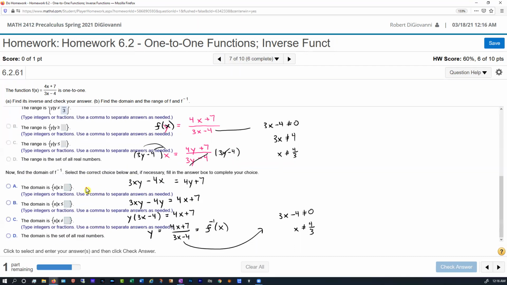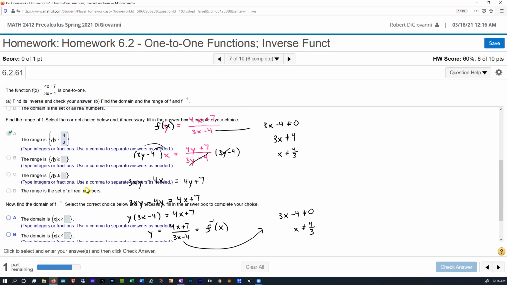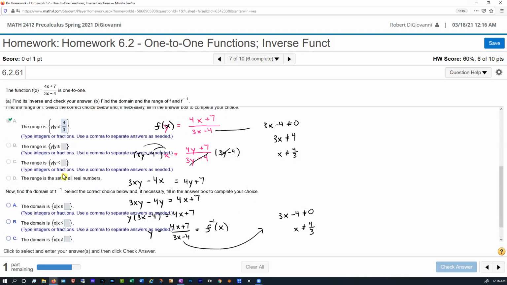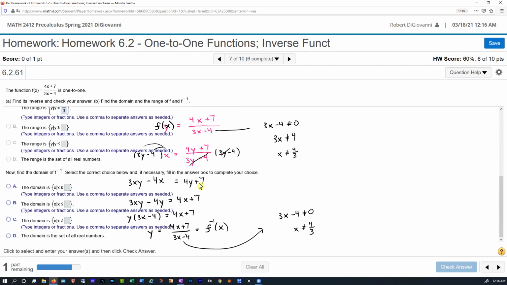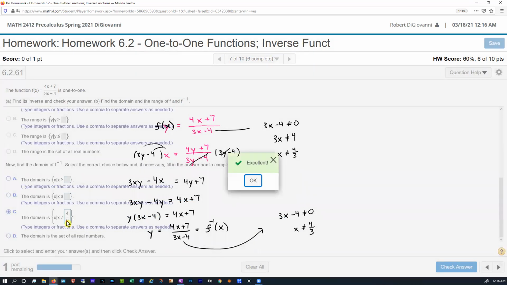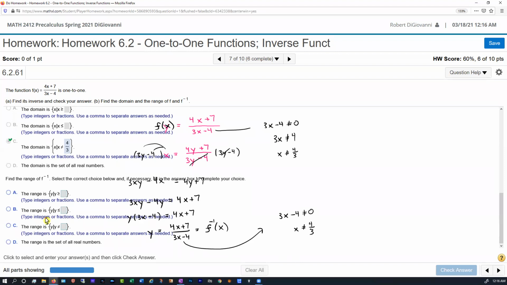All right, am I done? Oh, no. Okay, now find the domain of f inverse. So the domain of f inverse is the range of f. It's the same answer. That was almost confusing. Find the range of f inverse.